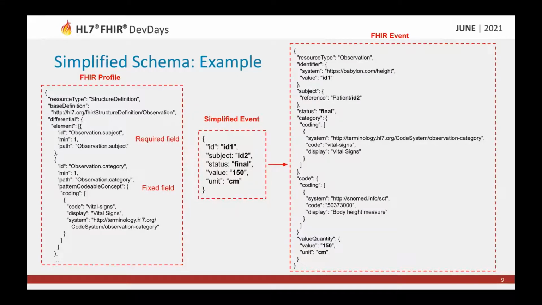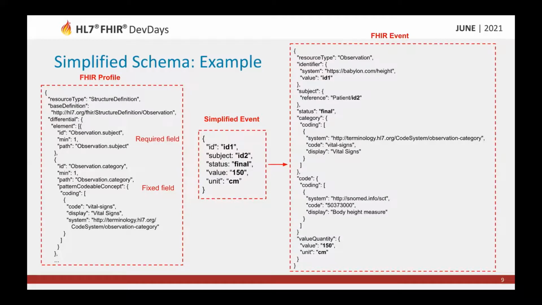When we generate the schema for this profile, the subject field will be added to the schema as it's a required field. However, the category field will not be required as it's using a fixed pattern. The profile would of course include more differential elements, but I think these two cases illustrate the concept.